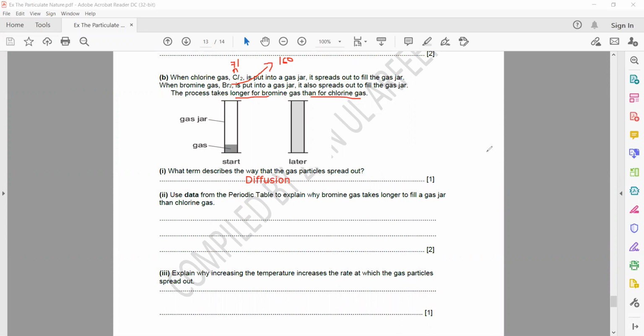So you can mention why bromine took longer. Chlorine is lighter or bromine is heavier, so it will diffuse slower. Explain why. Yes, you can mention this answer as well.